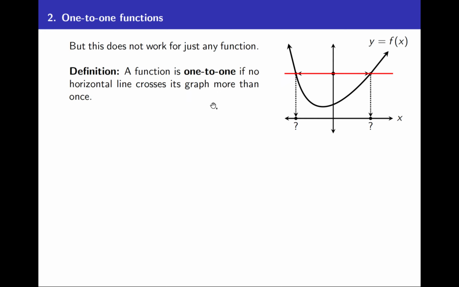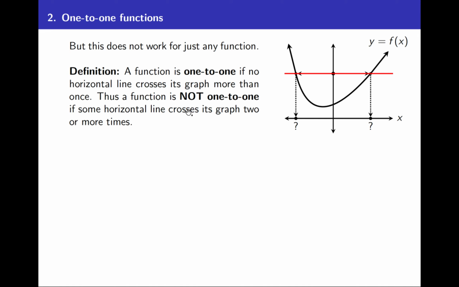So from this, we're going to make a definition. We really want to rule out this kind of behavior. We say that a function is one-to-one if no horizontal line crosses its graph more than once. In other words, if this doesn't happen. So in other words, a function is not one-to-one if some horizontal line crosses its graph in two or more places, like in this picture.